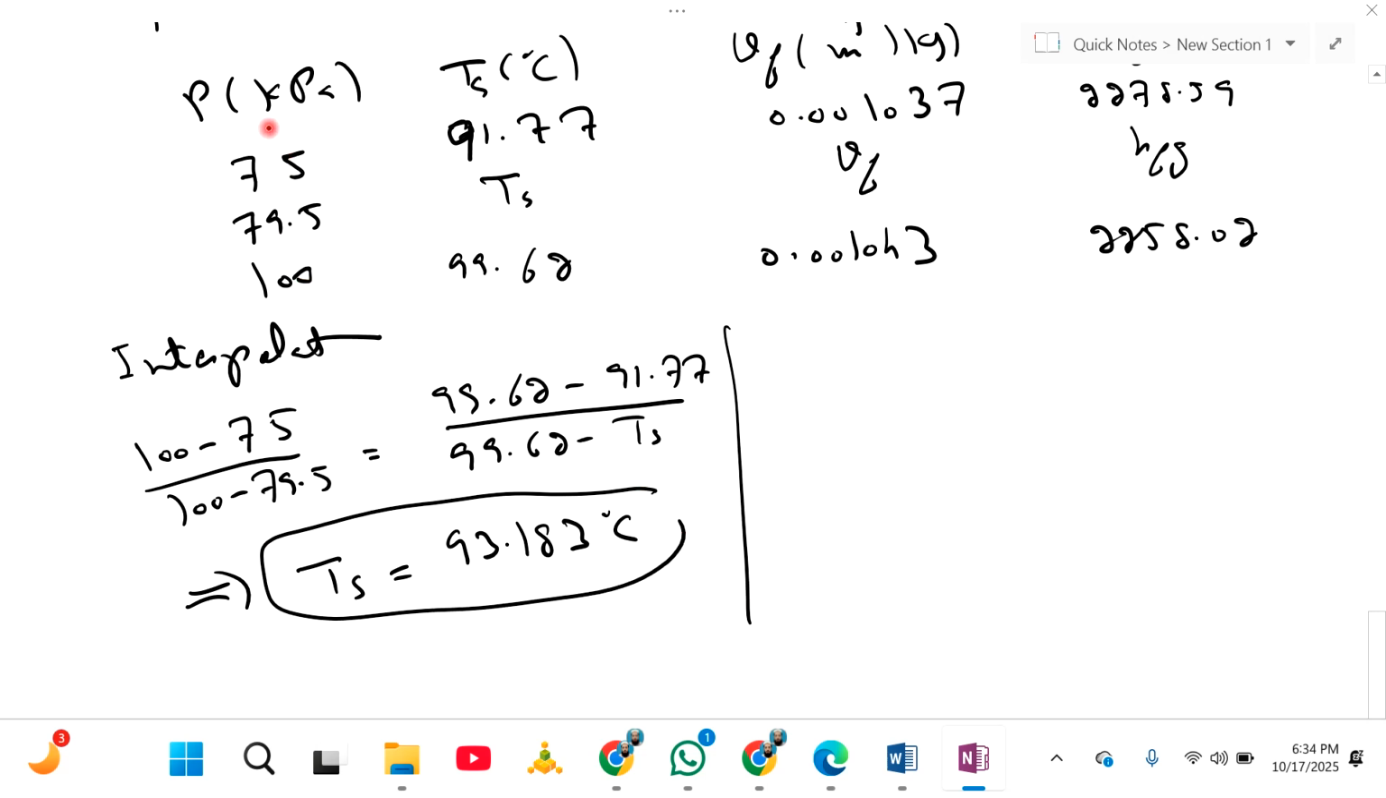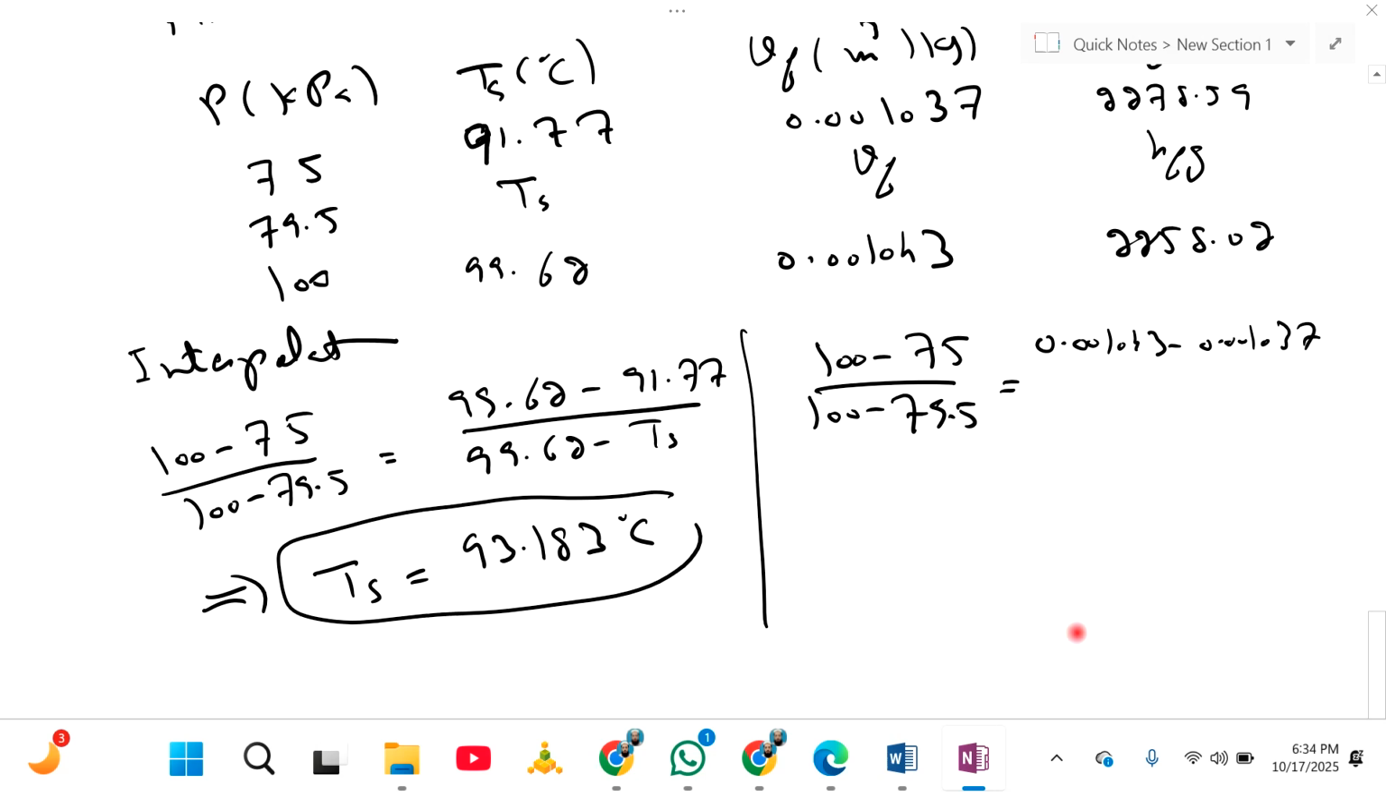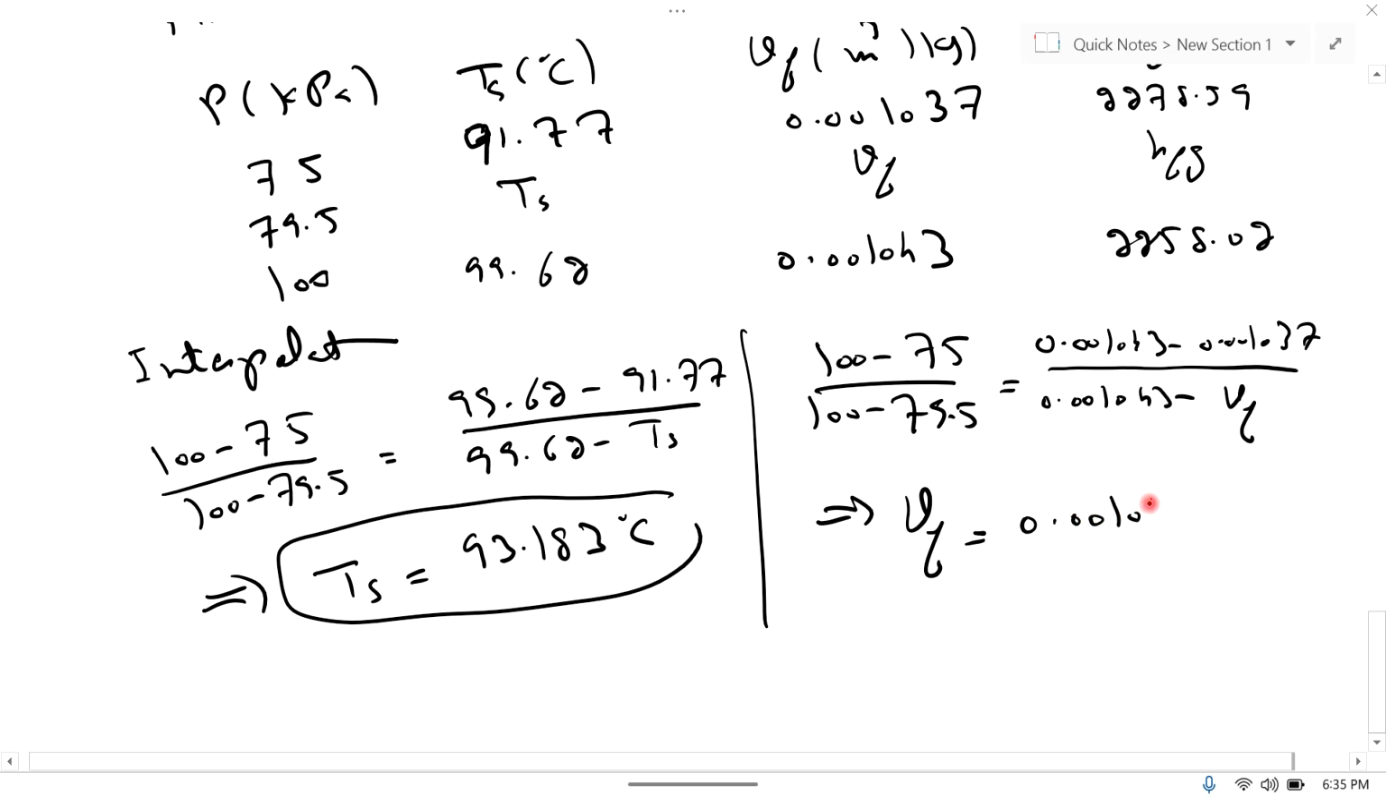Now do interpolation for Vf. So third minus first between pressure and Vf. So 100 minus 75 divided by 100 minus 79.5 is equal to third minus first, 0.001043 minus 0.001037, divided by third minus second, 0.001043 minus Vf. So simplify this and find Vf at pressure of 79.5, which is 0.001038 meter cube per kg.